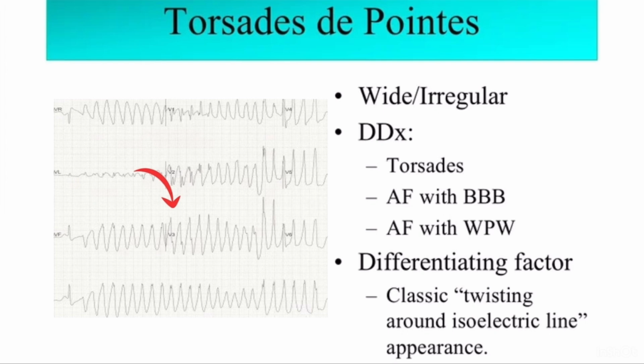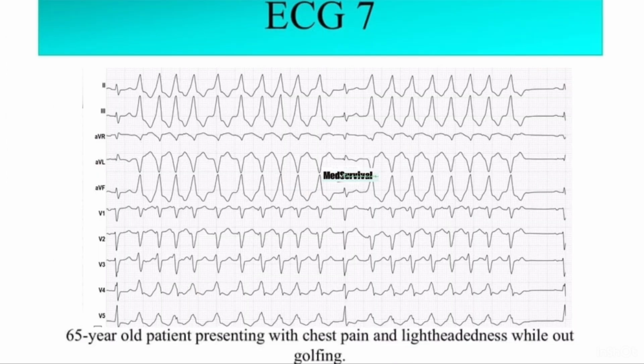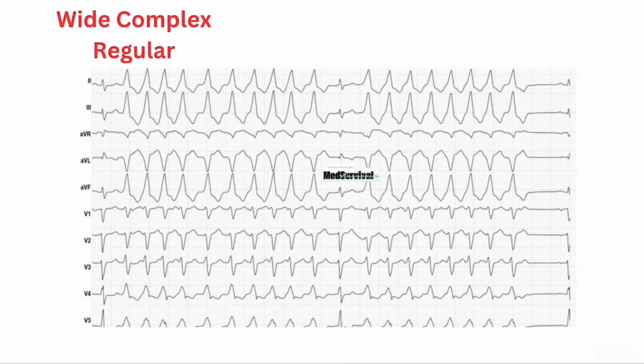Case 7. A 65-year-old male with chest pain and lightheadedness during exertion. This is a wide complex tachycardia, QRS more than 120 milliseconds. The rhythm is regular. Analyze this EKG for 5 seconds. Might not be enough though.